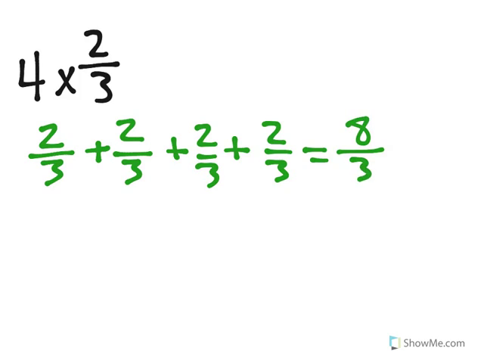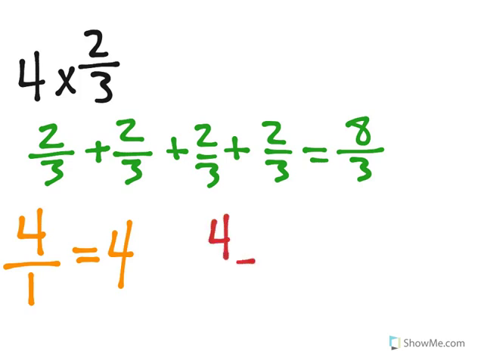Now the next way you can think about it is as multiplication, right? So when we are multiplying fractions by whole numbers, every whole number can really be written as the whole number over 1. So 4 over 1 is the same as 4 wholes. They mean the same thing. So when we're multiplying fractions, we can do 4 over 1, which is equal to 4, times 2/3.